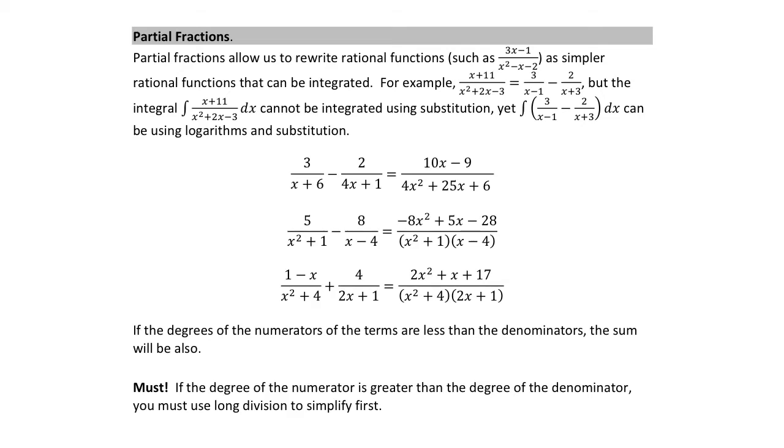Partial fractions is a method for rewriting rational functions in a form so that they can be integrated. A rational function is a fraction of polynomials, and we have one here, x plus 11 divided by x squared plus 2x minus 3. Now, I see that the x squared plus 2x minus 3 is in the denominator, so it has been operated on in a way.